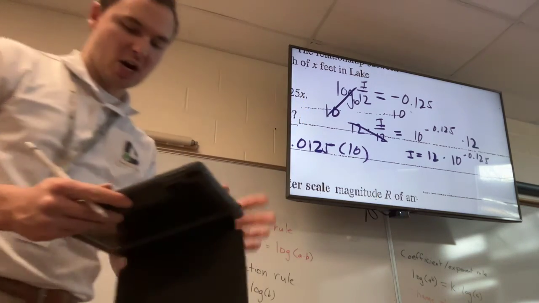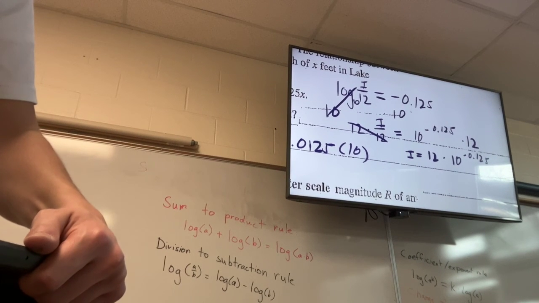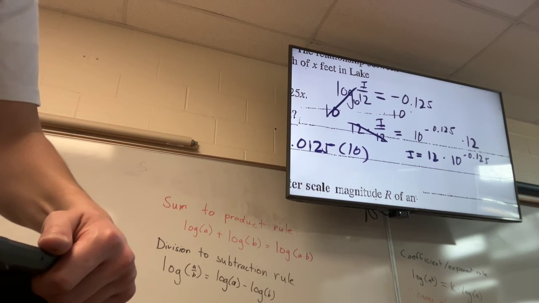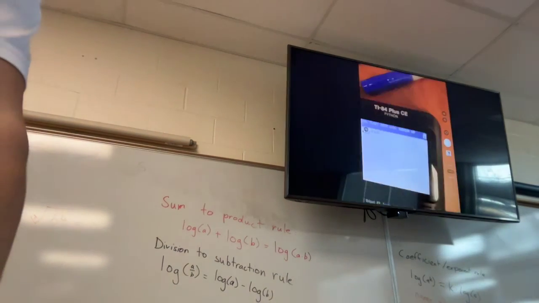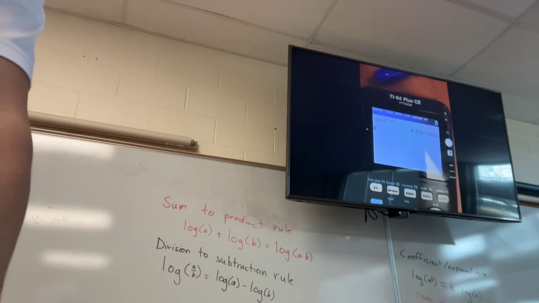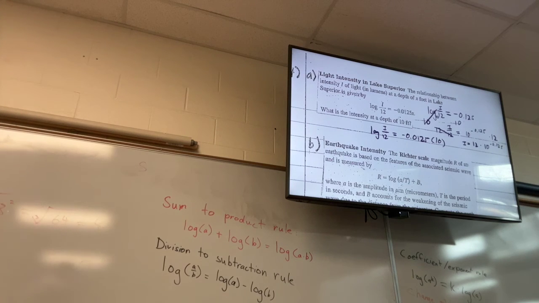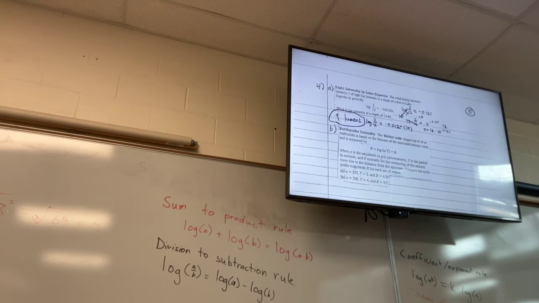Let's do that in our calculator. Okay, that's 8.998. Let's just round up to 9. The intensity is 9 what? Lumens. Nine lumens. Okay.